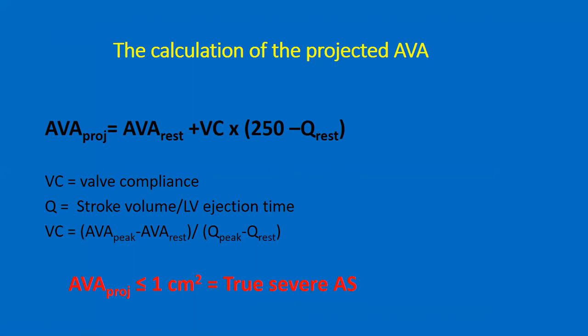So the projected aortic valve area concept is that we should look at the change in the valve area, considering a normal flow rate of 250 milliliters per second. A projected aortic valve area equal to or less than 1 centimeter squared stands for true severe aortic stenosis, as does an indexed projected aortic valve area of less than 0.55 centimeters squared per meter squared of body surface area.